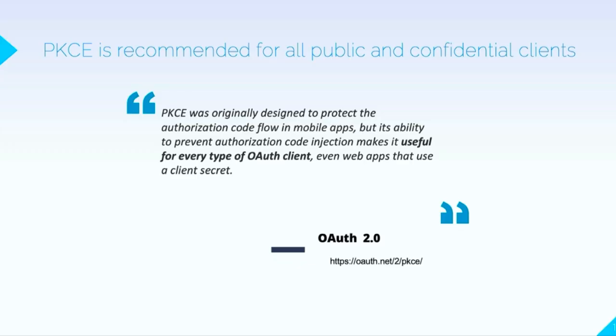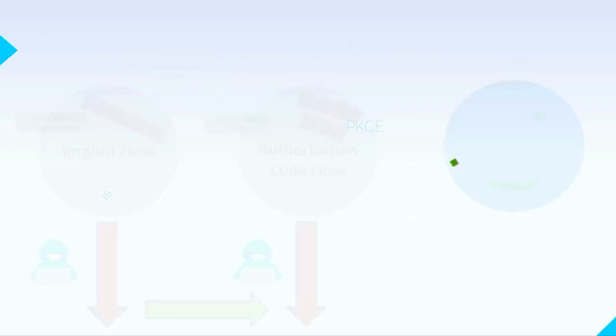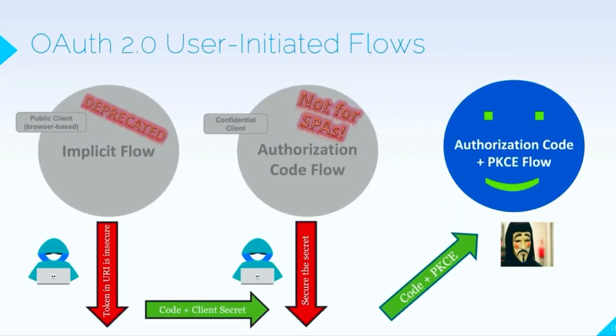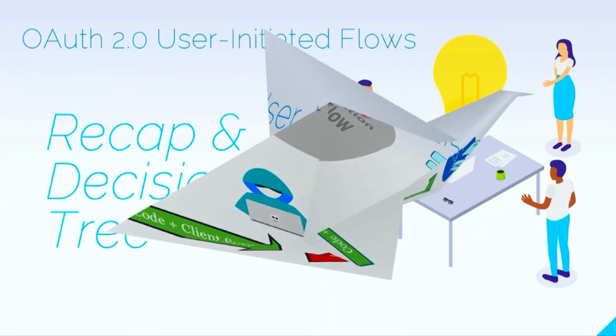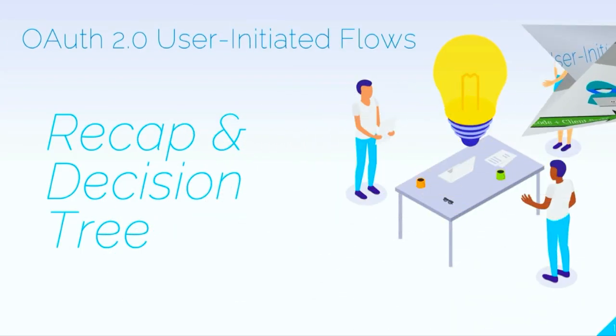PKCE was originally designed to protect the authorization code flow in mobile applications, but its ability to prevent authorization code injection makes it useful for every type of OAuth client, even web applications that use a client secret. With the code and the PKCE mechanism, this flow ensures security for both public clients and confidential clients, providing a critical layer of protection for public clients and enhancing security for confidential clients as well.